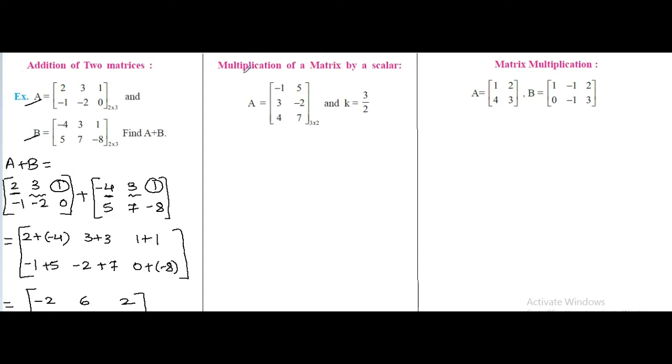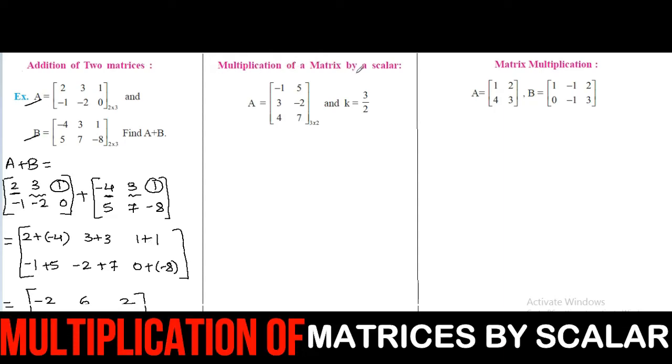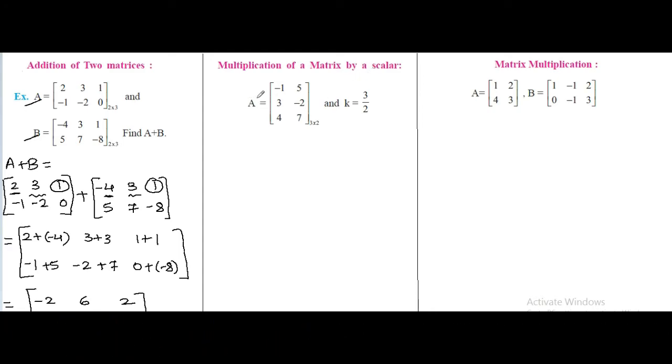Now we will turn towards multiplication of a matrix by a scalar. What is the matrix given to us? Matrix given to us is A, and what is the scalar over here? Scalar is 3 by 2. What is the meaning of scalar? Scalar means any number. So here we have been given 3 by 2. Now we have to multiply matrix A by a scalar, that is 3 by 2.